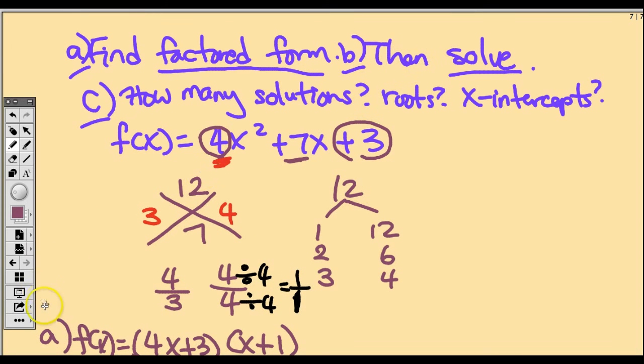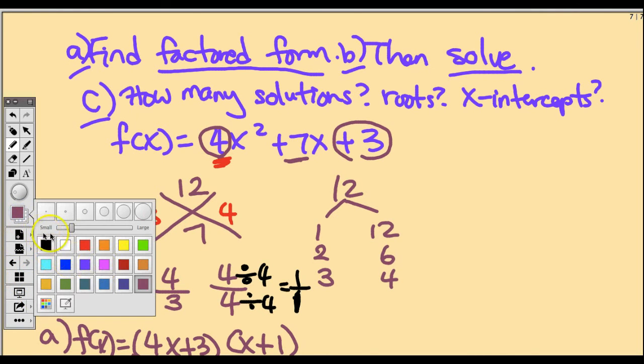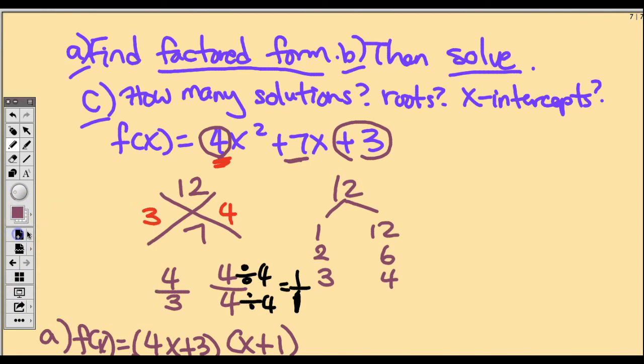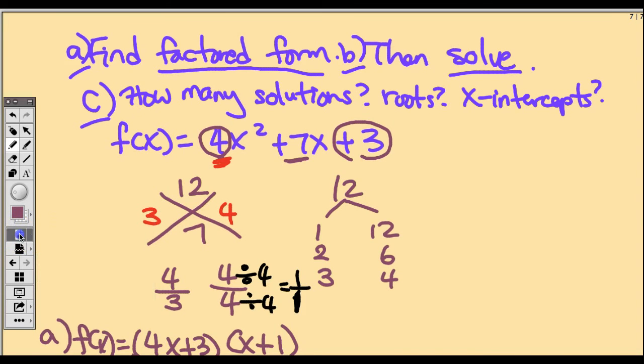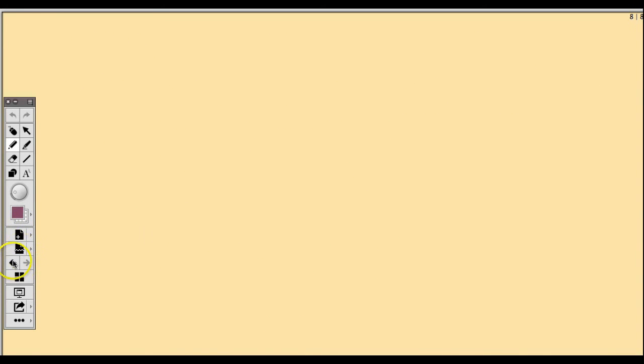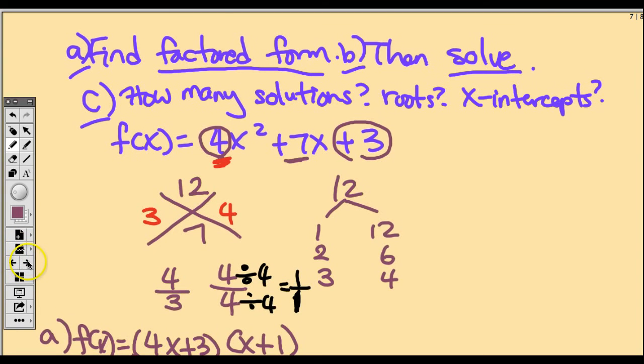And that is the easy part, right? So I'm going to have to move on to the next page for that one. Uh-oh. Okay, there you go. So then if you go back, you can see what the factored form was. So that is f of x is equal to 4x plus 3 and x plus 1.